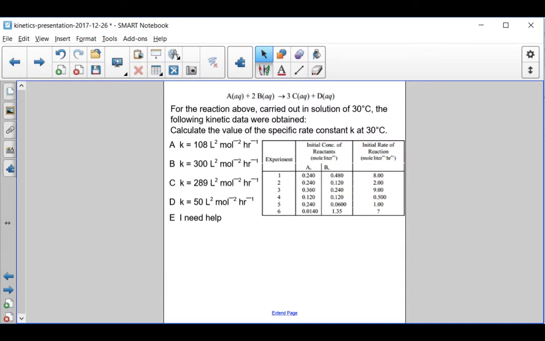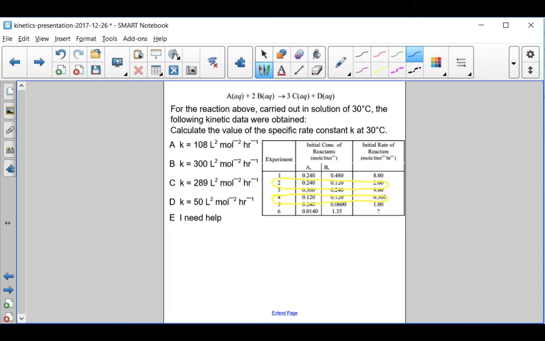So I'm going to do that by, first I need to look at, let's see, we'll do reactant A first. And to do that, I'm going to look at experiment 2 and experiment 4. The reason I'm going to do that is because in that case, the concentration of reactant B is held constant, so I can just do a simple proportion to determine the reaction order with respect to A.